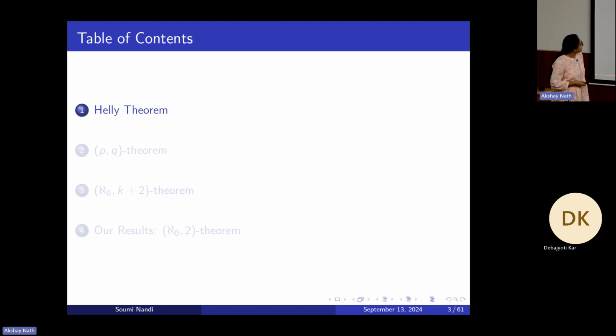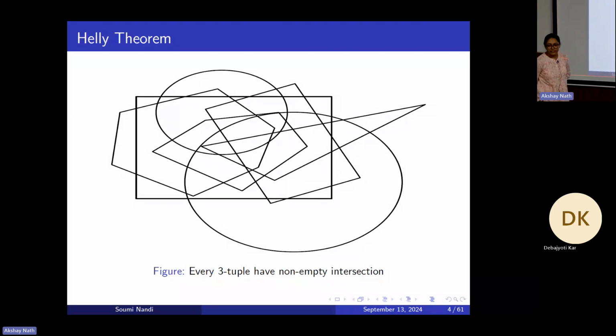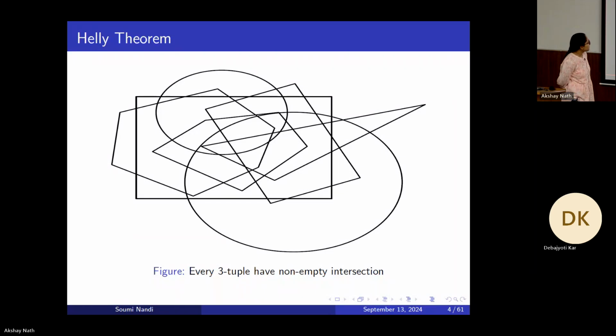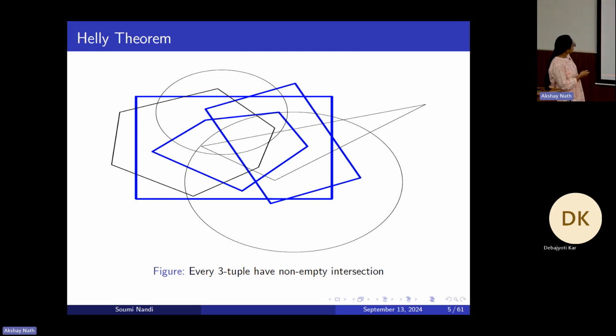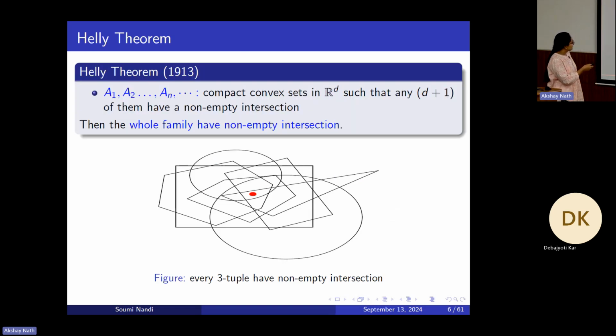Helly's theorem is a fundamental result in discrete geometry. It gives us an idea about the intersection of a given family of compact convex sets. Suppose we have a family of compact convex sets in R2 and we want to find whether the family has a common point or not. Helly's theorem says that checking every 3-tuple is sufficient. If every 3-tuple has a common point, then we can immediately conclude that the whole family has a common point. And if not, then we will get a 3-tuple that is not pierceable by a single point, that is, they do not intersect. Here, every 3-tuple has non-empty intersection. We can check it, and by Helly's theorem, we can conclude that the whole family has a non-empty intersection.